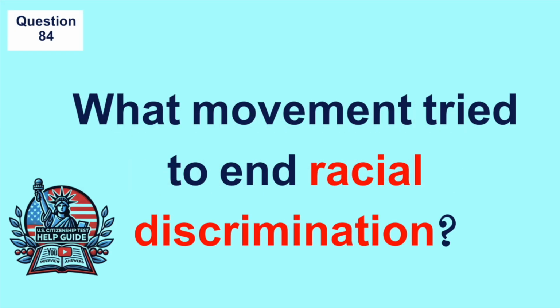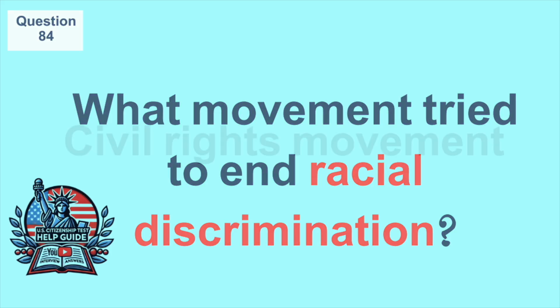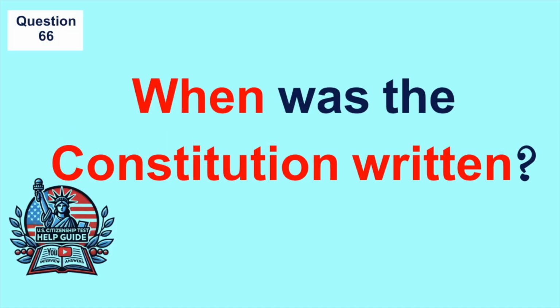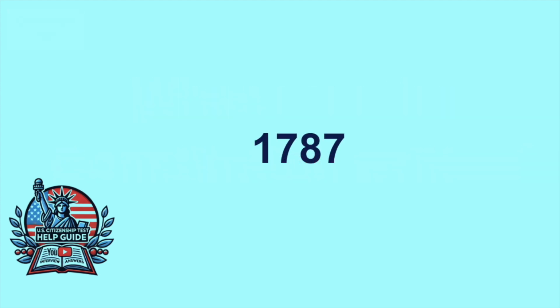What movement tried to end racial discrimination? Civil rights movement. When was the Constitution written? 1787.